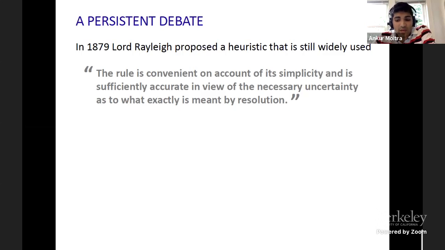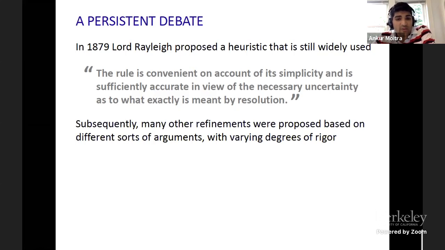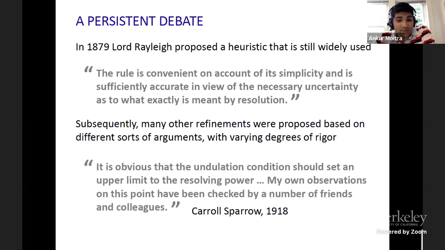But over time, people thought that the diffraction limit ought to actually mean something much sharper, and they came up with different constants. There were all kinds of refinements to Rayleigh's criterion, and they were all based on varying degrees of rigor. In fact, one of my favorite quotes here is due to Carroll Sparrow. So this was back in 1918. Not only did he suggest a different criterion than Rayleigh's criterion, but he was rather bold about it. He said, it's obvious that the undulation condition should set an upper limit to the resolving power. Actually, that's a recurring theme. You'll see that in many of these quotes, people will say things like, it's obvious, without actually supplying any mathematical argument.